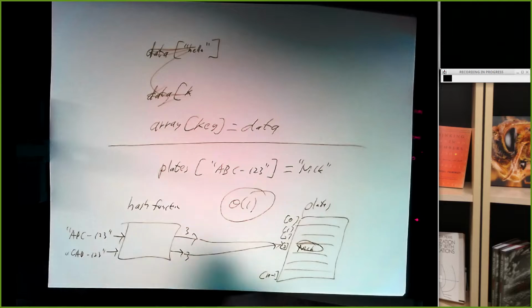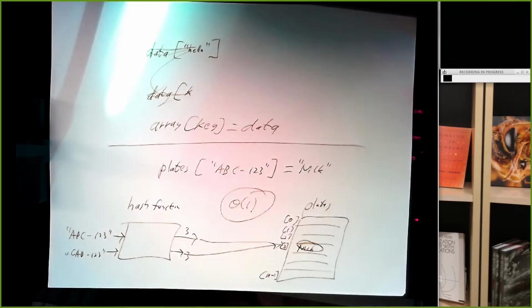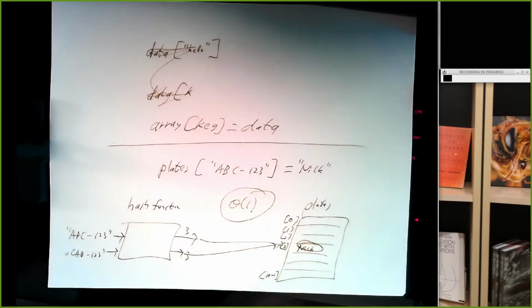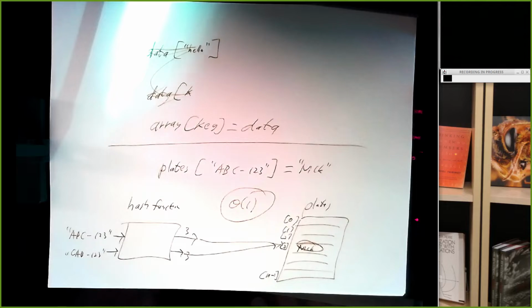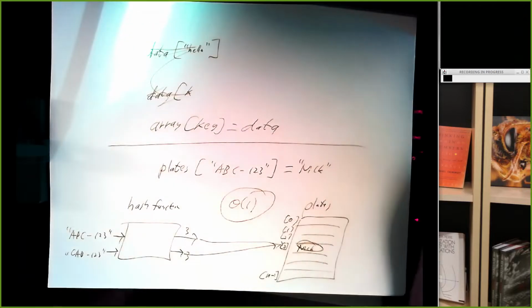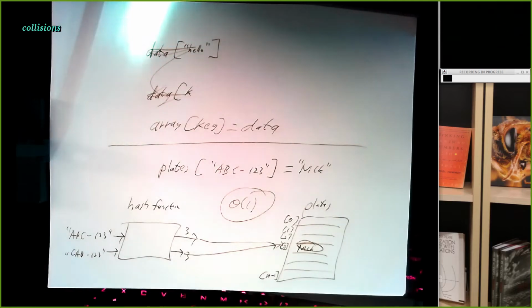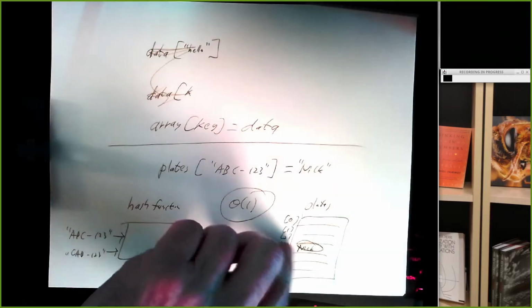I either store my new information here and I lose my old information. That's no good. Or I tell the user, sorry, something went wrong. I can't store your information. And that's no good. Or I find some other place to store this new information, even though my hash function says store it right here. And that's what we want to do. So these are called collisions. A collision happens when two different keys are mapping to the same location.